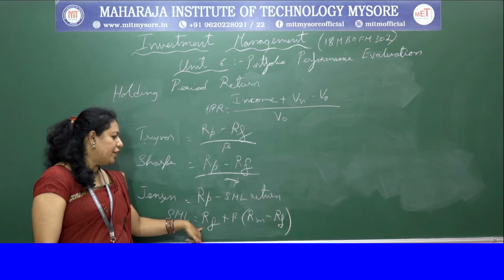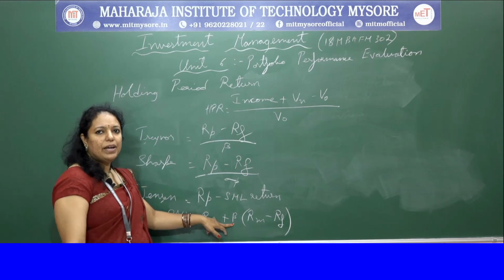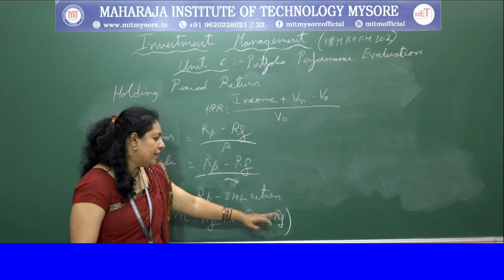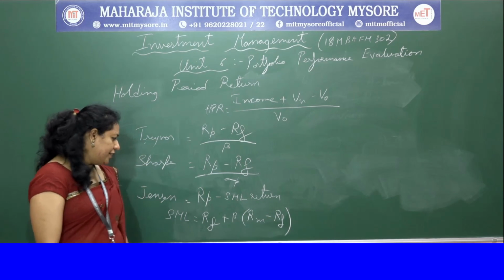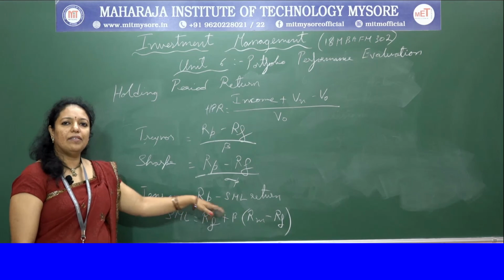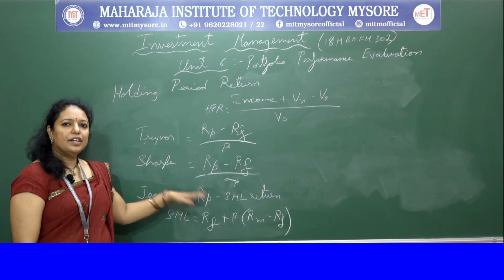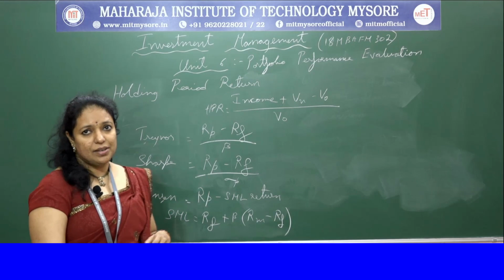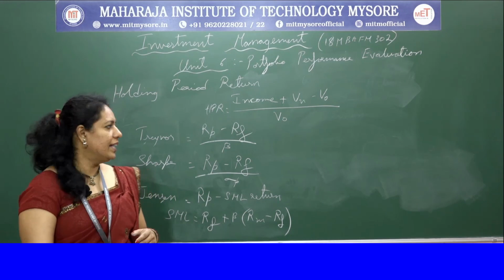Here RF is the risk-free rate of return, beta is from comparing the stock and the market, RM is the return on market, and RF is the risk-free rate of return. You can use this formula to find out SML and compare the return of the portfolio with SML. So this is Jensen measure. Hope it is clear.